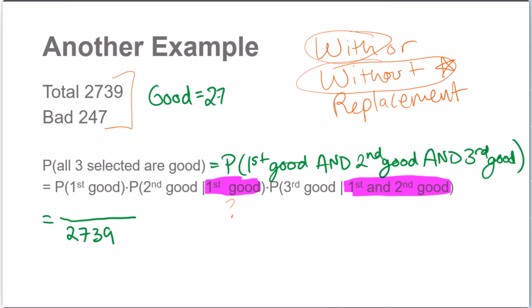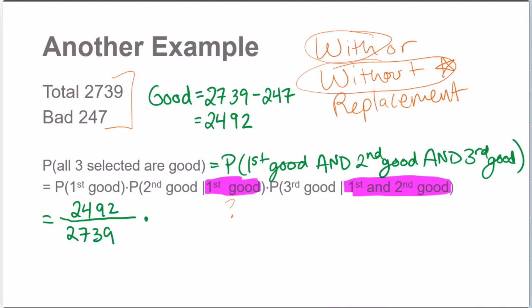So I'm going to take my total, 2,739, subtract the 247 that were bad, and that gives me 2,492 pieces of seafood that are good, that meet the safety requirements. So that is going to be my numerator. My first fraction, my first probability is 2492 out of 2739.